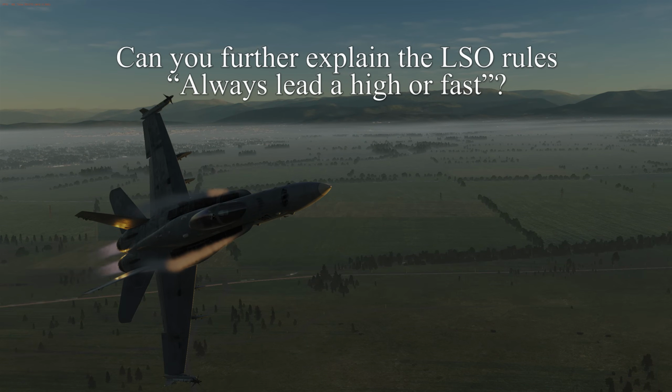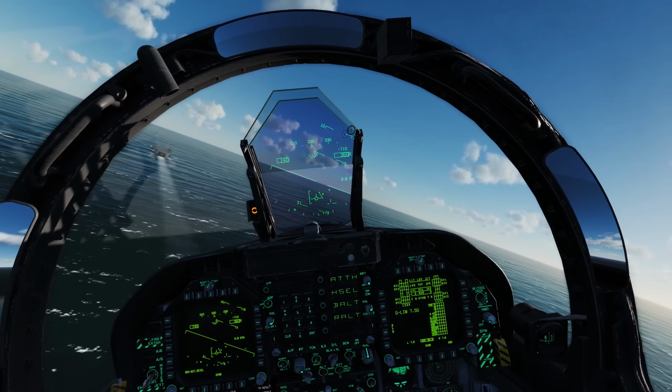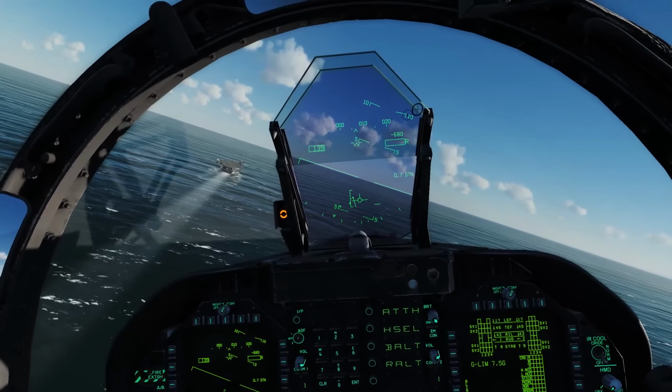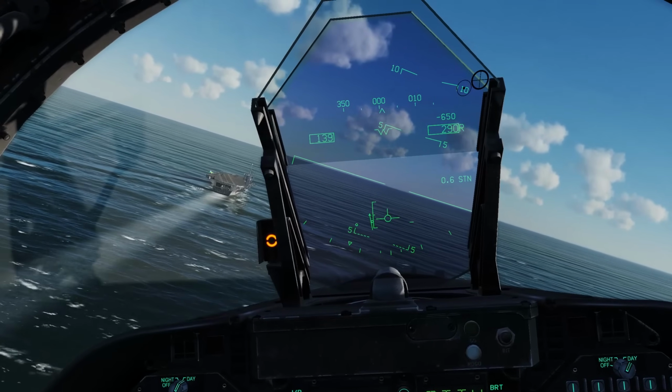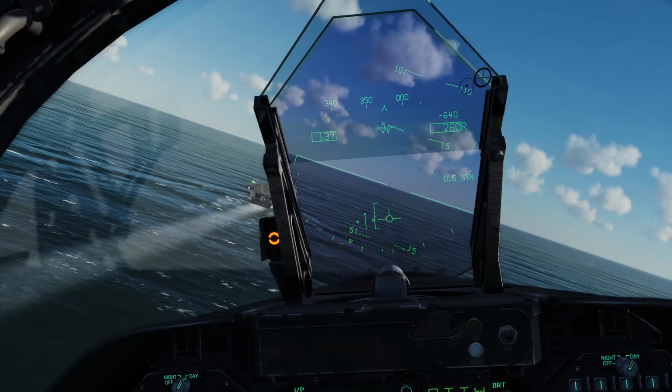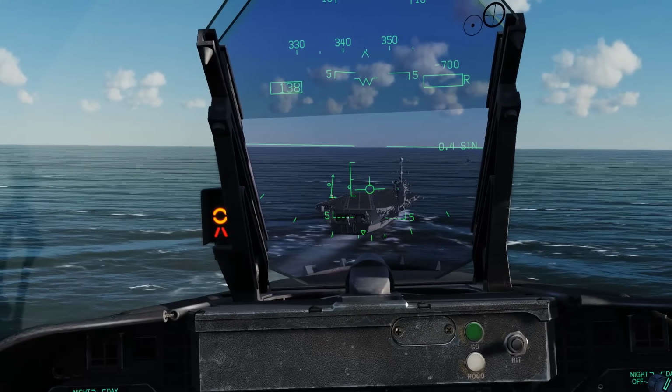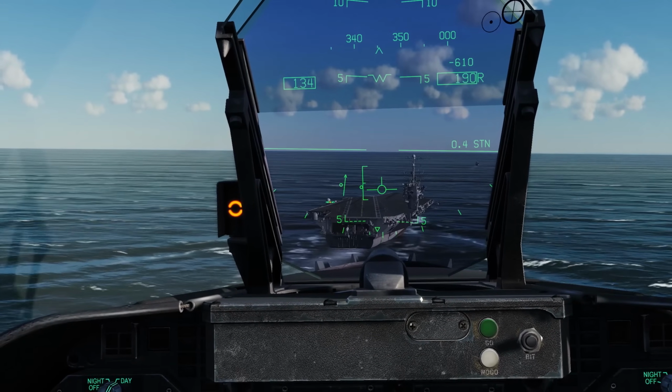Can you further explain the LSO rule, always lead a high or fast? If you're high coming down, you don't want to go low, so lead the ball to step it down slowly and avoid going low. Distinct stoppage of the ball as it comes down is called stepping it down. Lead the power addition to make it happen. Same with being fast. Don't overcorrect and go low.